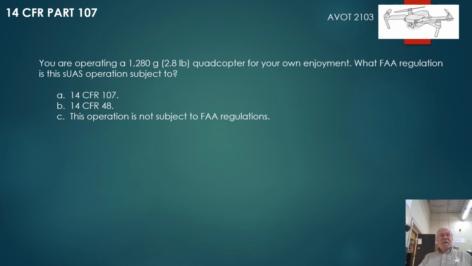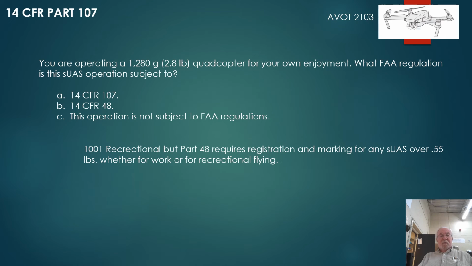You are operating a 1,280 gram, which is 2.8 pound, quadcopter for your own enjoyment. What FAA regulation is this U.S. operation subject to? Recreational, but Part 48 does require registration and marking for a UAS over 0.55 pounds, whether for work or for recreational flying. So B would be the answer to this.